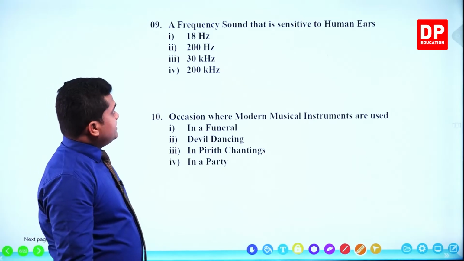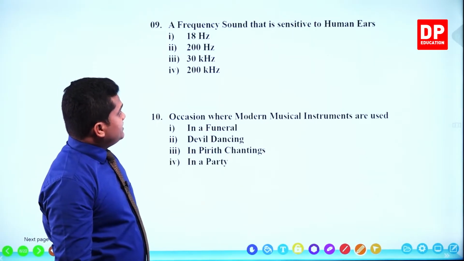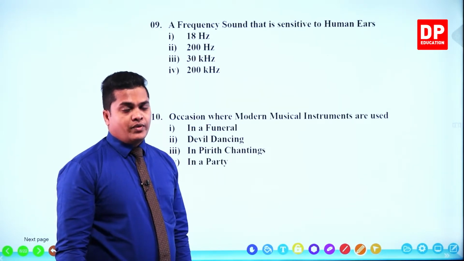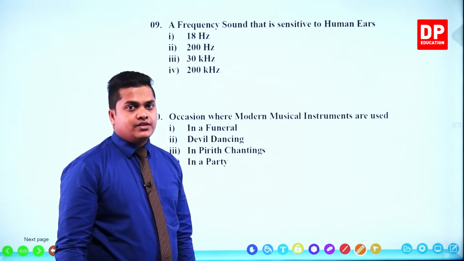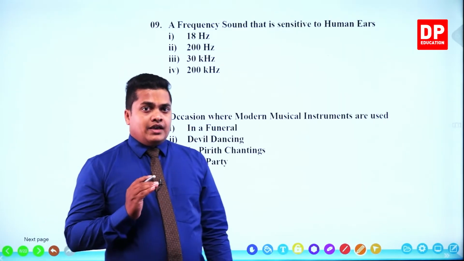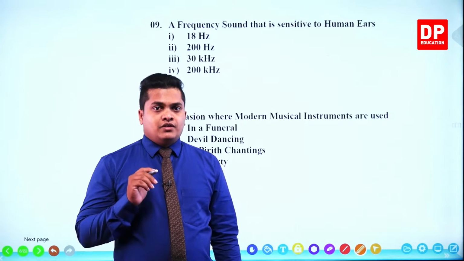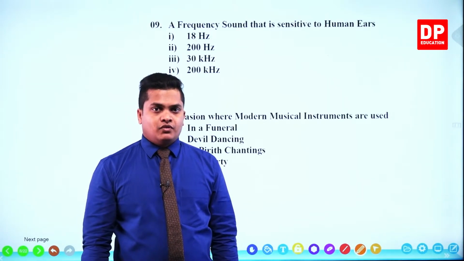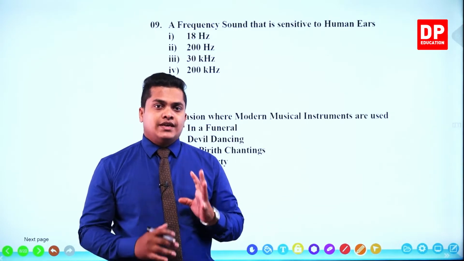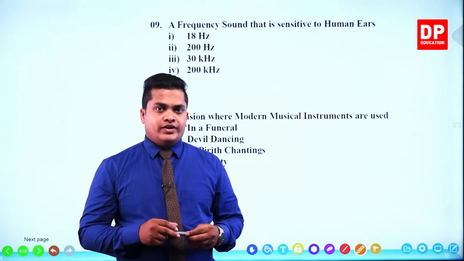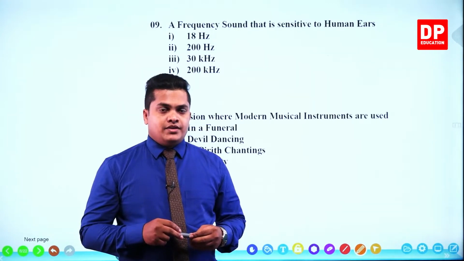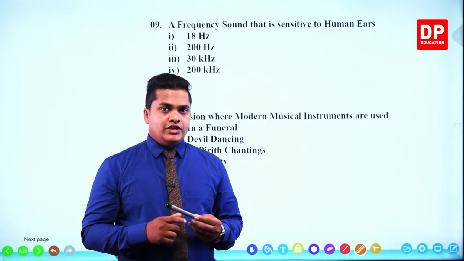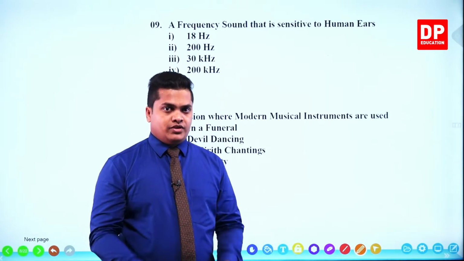A frequency sound that is sensitive to human ears. So, the hearing range of humans is from 20 Hz to 20,000 Hz. Right? So, we have to select an answer from that range in order to be sensitive to humans.